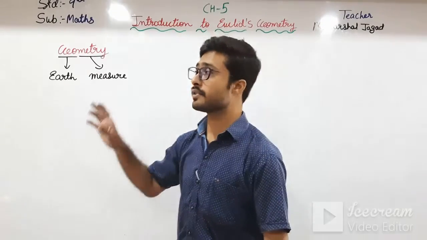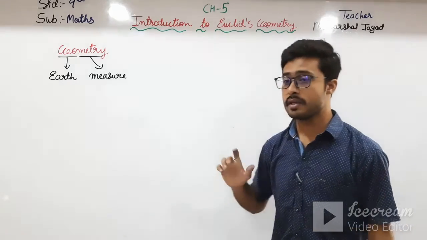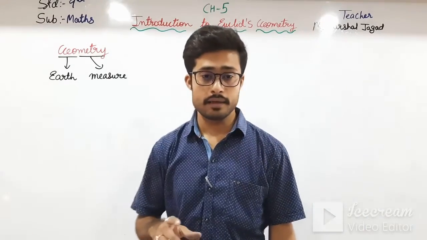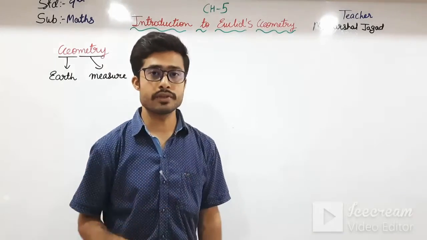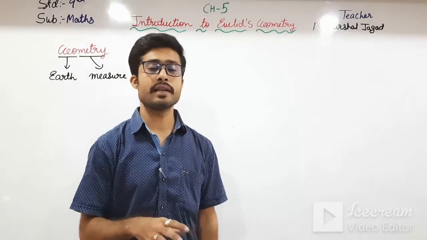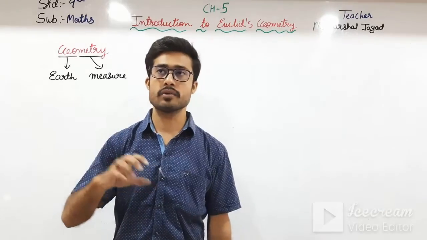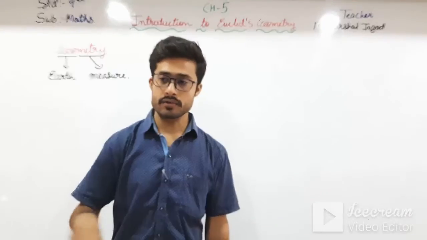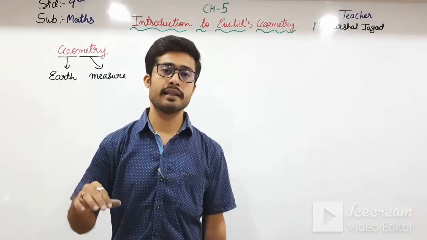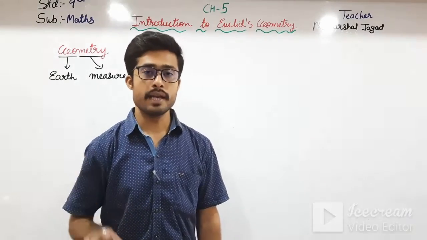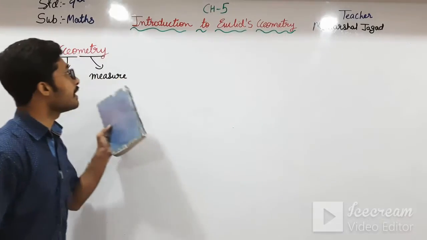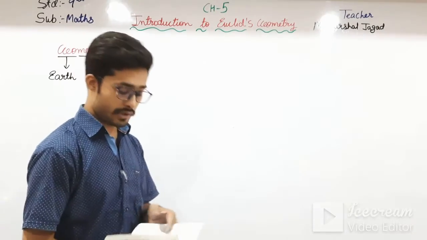So why is this geometry used? We know that the land is measured. If you want to buy a house or a land, then you see how much square feet it is. So how is it measured? This is the theory of Euclid's geometry.